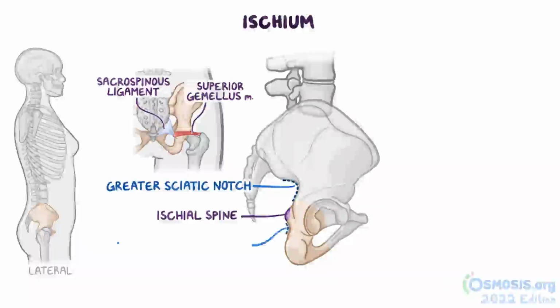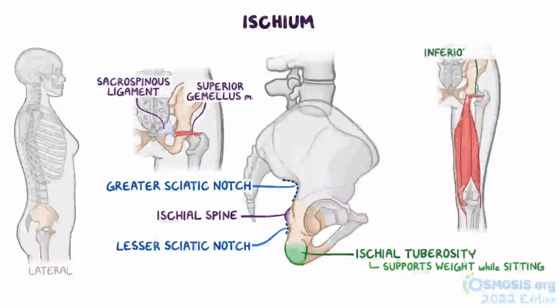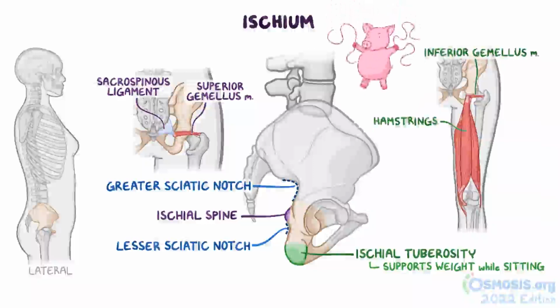Below the spine, there's the lesser sciatic notch, which is separated from the greater sciatic notch by the sharp demarcation of the sacrospinous ligament. Going even further down, the body of the ischium has an ischial tuberosity, which is a thick, rough prominence that supports our weight while sitting, and where the inferior gemellus muscle and the hamstrings attach. Unfortunately, these aren't actual hamstrings, but rather a pair of three posterior thigh muscles.